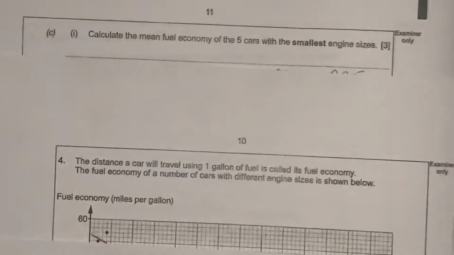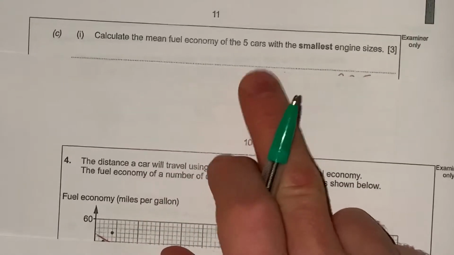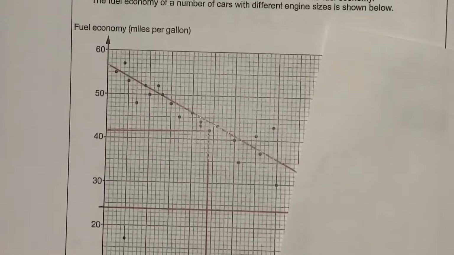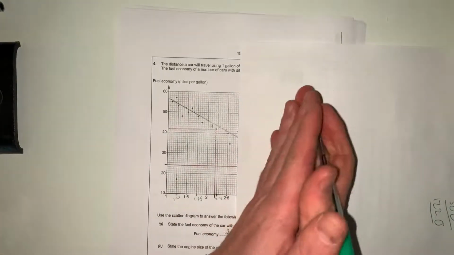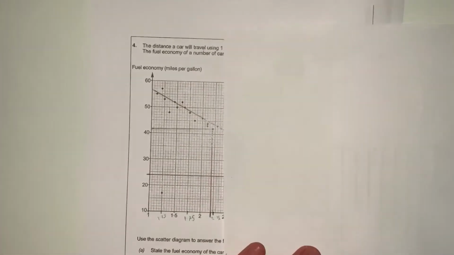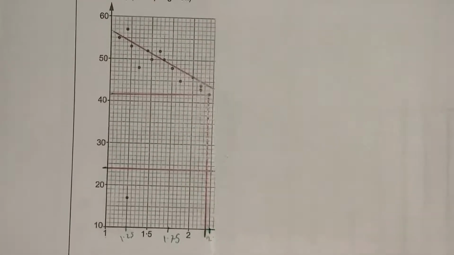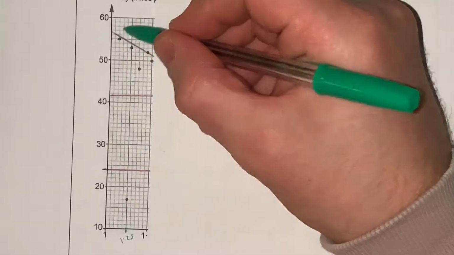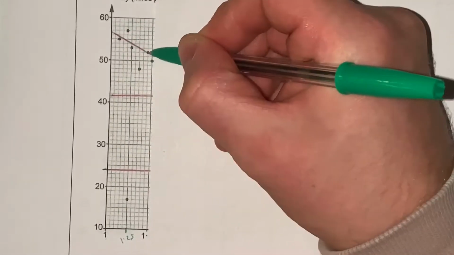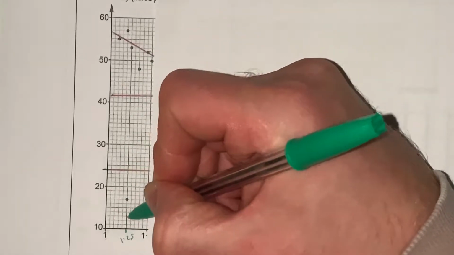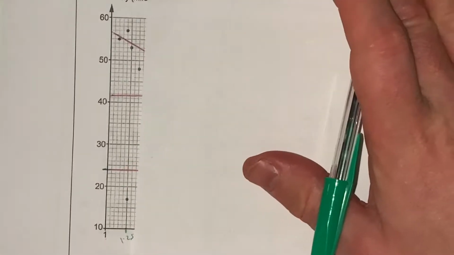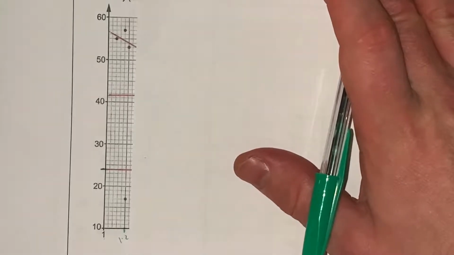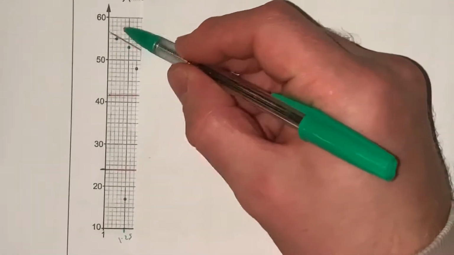It's quite tricky, this one, where it wants us to find the mean fuel economy of the 5 cars with the smallest engine sizes. So if we're looking at the 5 cars with the smallest engine sizes, we know we've got to be looking this side of the graph. I'm going to be really careful, because if I just cut it off there, that's obviously the smallest 1, 2, 3, 4. A lot of you may think that one, but you've got this little sneaky one down here hiding. So we just go across by there. That's 1, 2, 3, 4, 5.